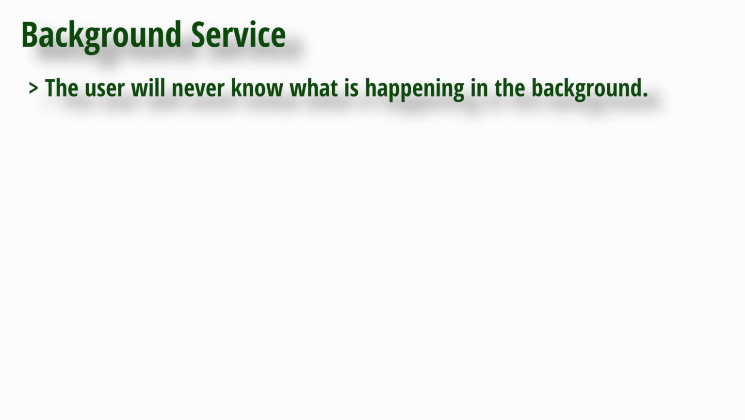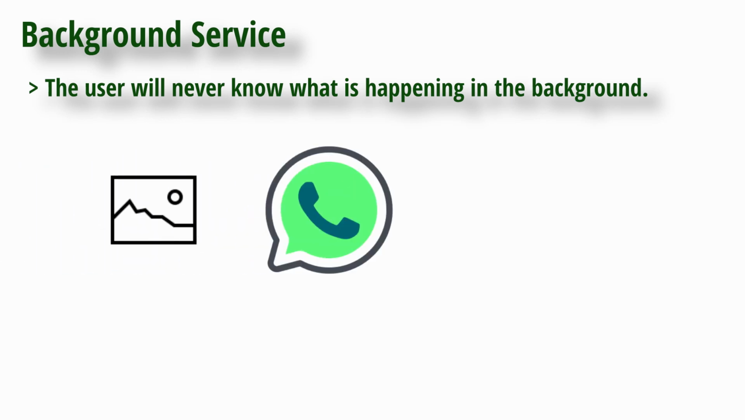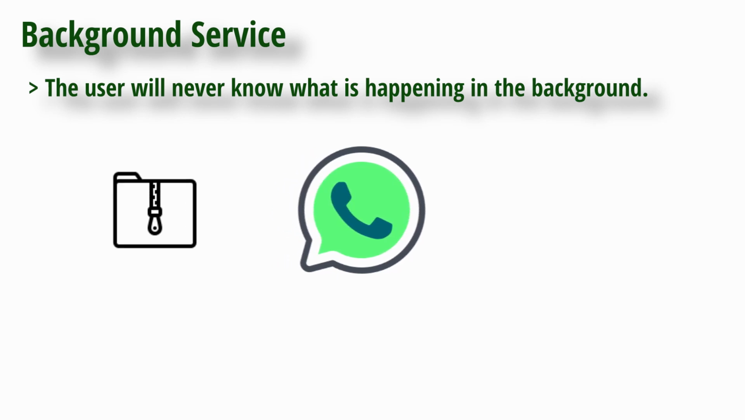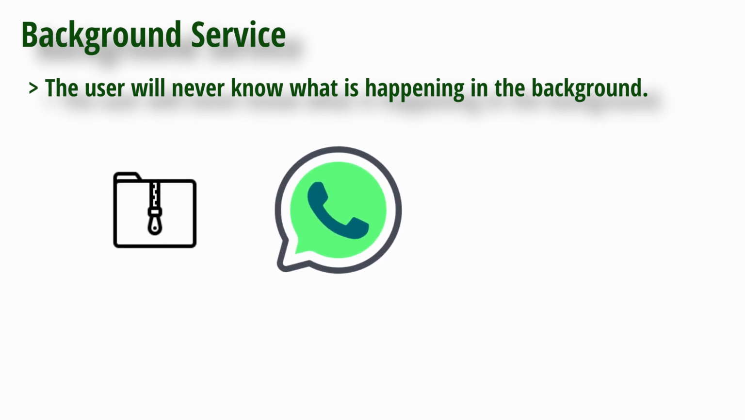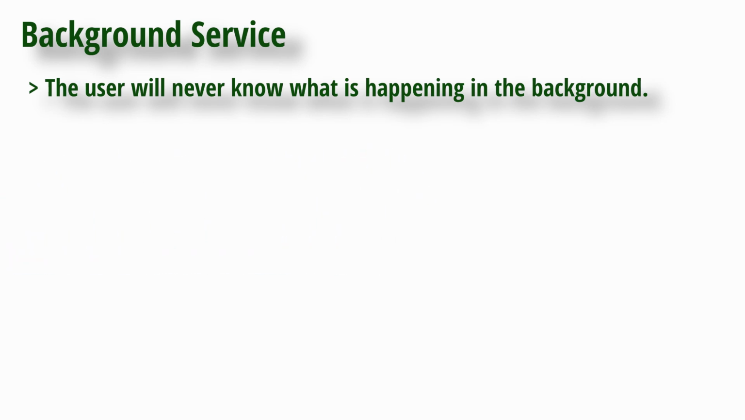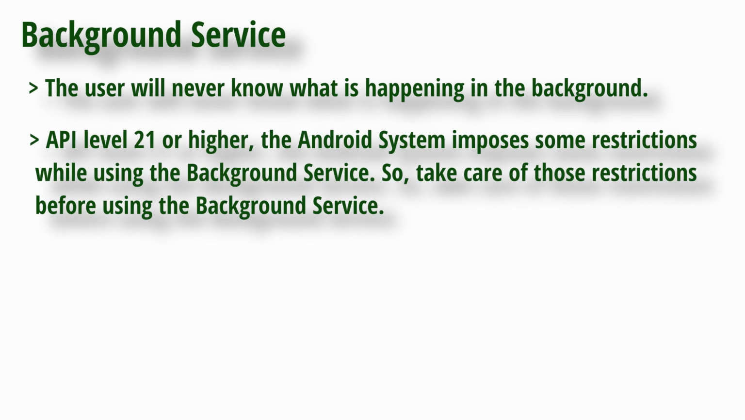Next is background service. Here, the user will never know what is happening in the background of the application. For example, while sending some images over WhatsApp, WhatsApp compresses the image file to reduce the size. This task is done in the background and the user has no idea what is going on. But for API level 21 or higher, the Android system imposes some restrictions while using the background service.